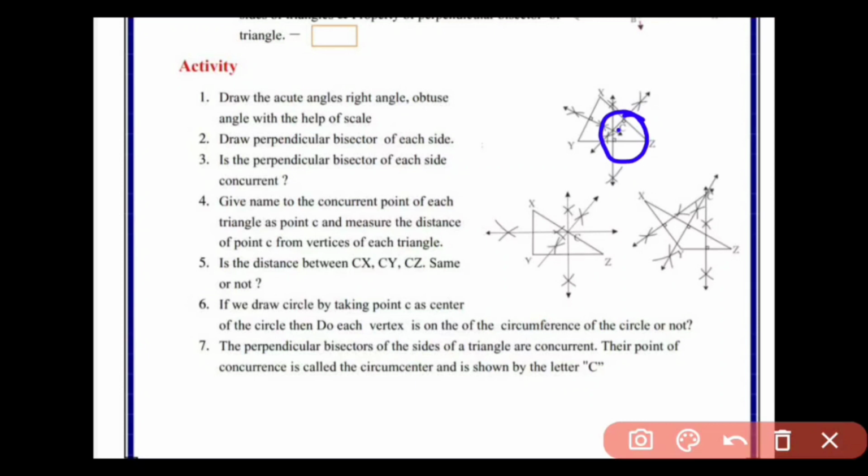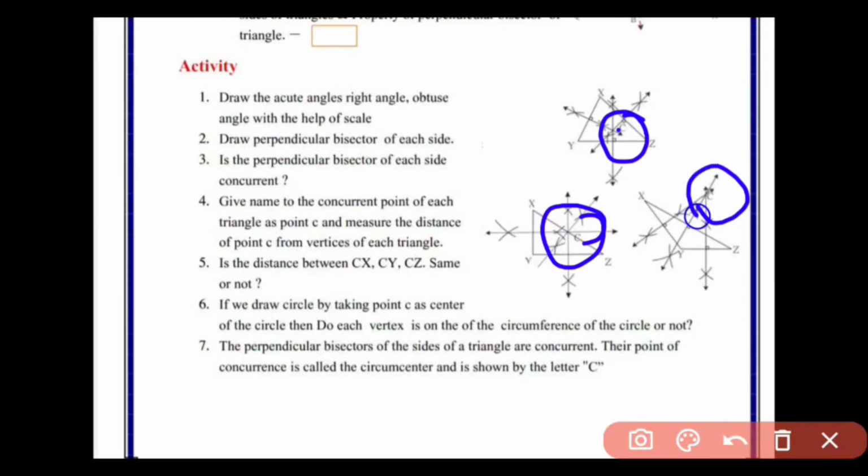Now in the second diagram, in the right angle triangle, all these 3 perpendicular bisectors are intersecting each other on the hypotenuse of the right angle triangle. Hypotenuse is the side which is opposite to the right angle, we all know. And in the third triangle, the obtuse angle triangle, we can see that all these 3 perpendicular bisectors are intersecting outside the triangle, that means in the exterior of the triangle.